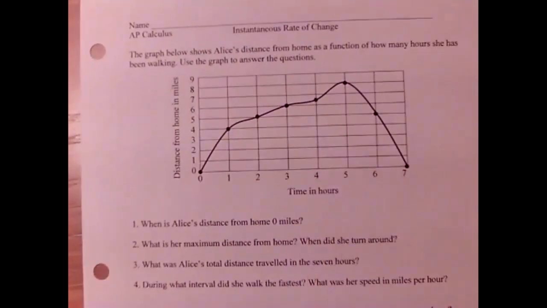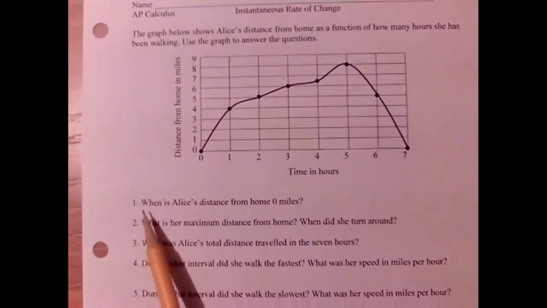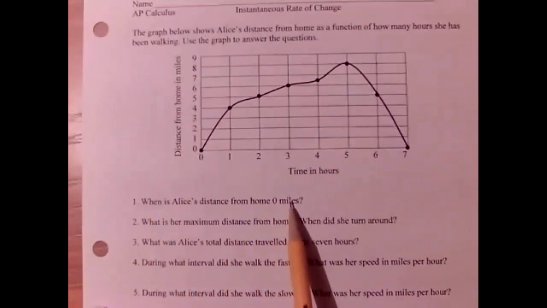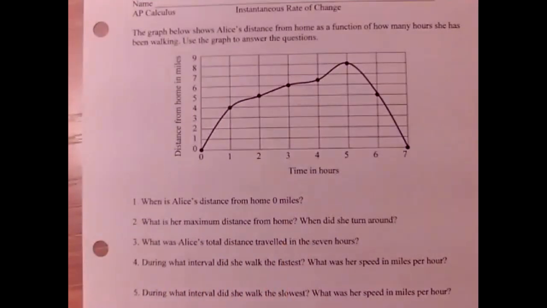I'm going to ask you guys to type in the chat for a lot of these because I don't want to just be talking at you. I want to kind of lead you through this. For number one, this should be a time: when is Alice's distance from home 0 miles? And there are 2 answers. Can you guys type in the chat and tell me at what times she's at home?